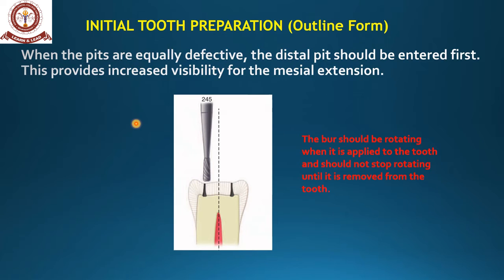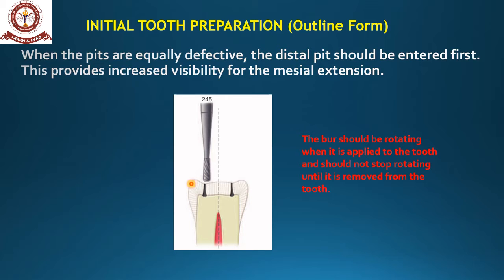So when the pits are equally defective, for example, if the fissure is carious all over the occlusal surface, from mesial to distal, we have to always start from the distal pit. The punch cut should be given in the distal pit and then you have to move towards the mesial pit. So this provides increased visibility for the mesial extension.